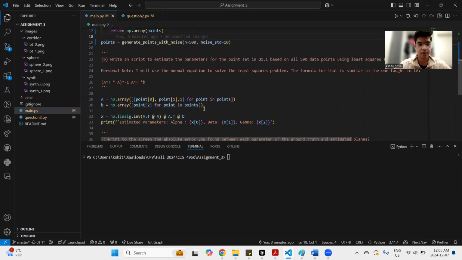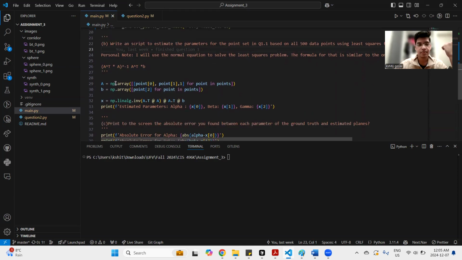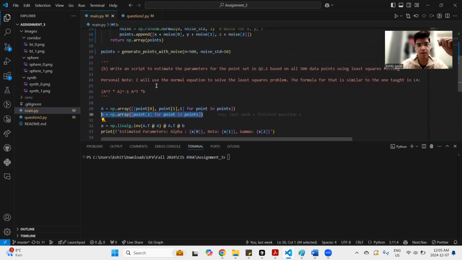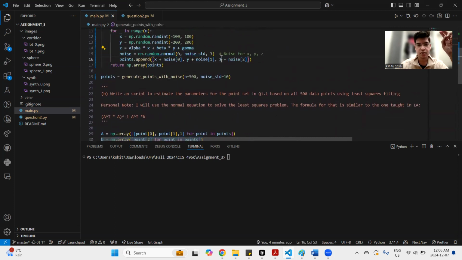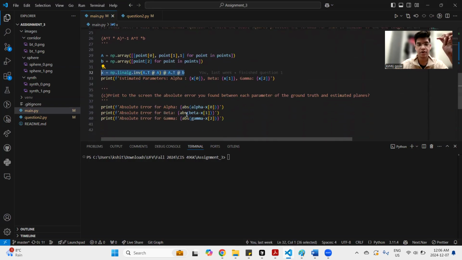And then the next thing I do is I use the normal equation from linear algebra to find the parameters for the plane. So I need to find alpha, beta, and gamma. What I do is I create the matrix A using the value of x, the value of y, and this constant at the end, because in the equation that part is also 1. Then I use the z value as my b, and I implement the formula, and eventually I get the parameters that were estimated.